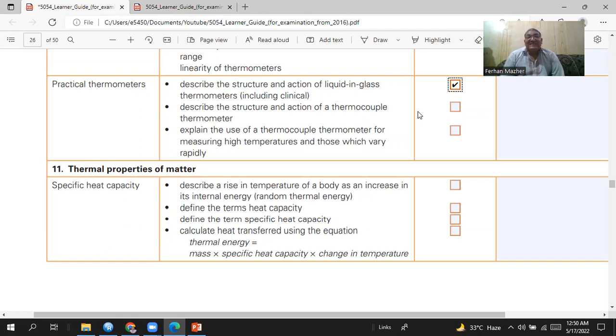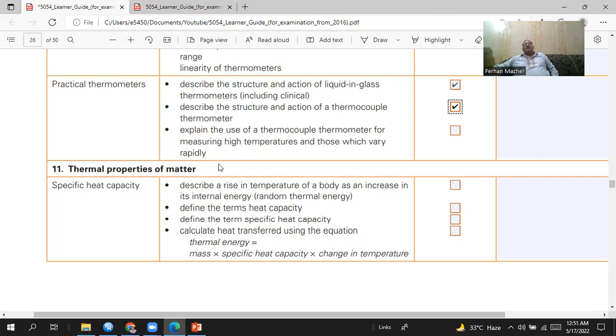More the difference between both the junctions, the more will be the voltage. So the change in the EMF, a change in the voltage, is directly proportional to the difference of the temperature between the hot junction and the cold junction. So more the difference between the hot junction and the cold junction, the more will be the voltage produced. So that is the basic formula we use for the thermocouples.